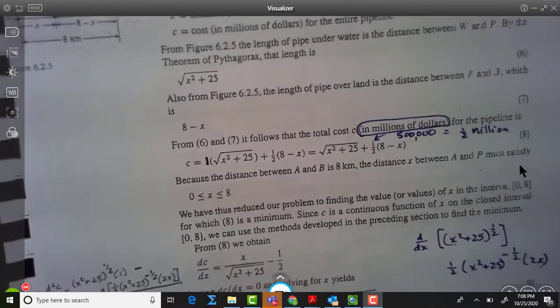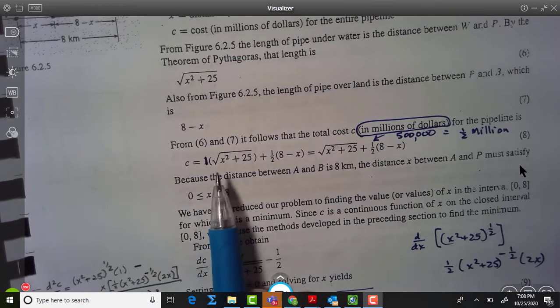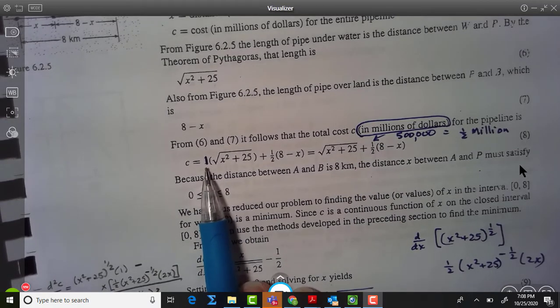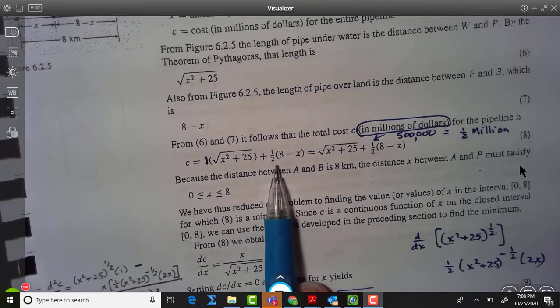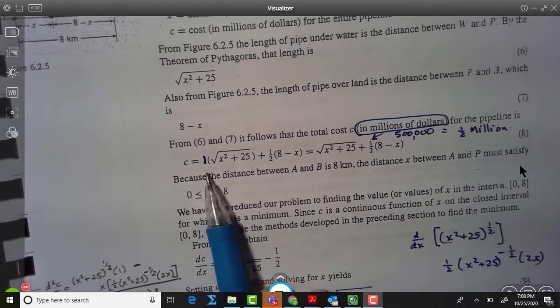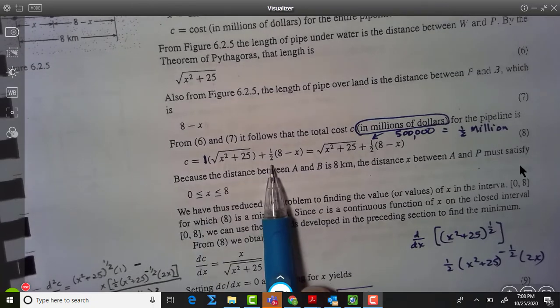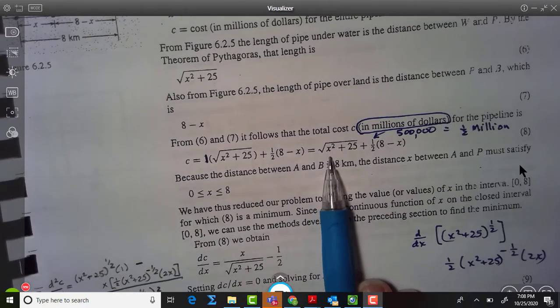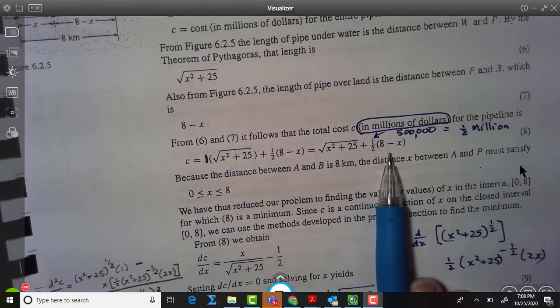So the total cost in millions. Now let us remember, 1 million underwater. This is my distance underwater. The coefficient would be 1, so that I can use 1/2 for the cost on land, which is $500,000 per kilometer. Much easier to use 1 there and 1/2 here than it is to use 1 million here and 500,000 here. Okay, so our cost is going to be the square root of x squared plus 25 plus 1/2 of 8 minus x.